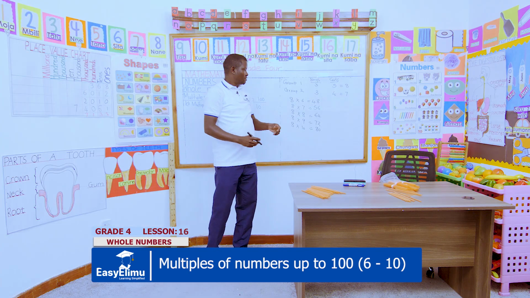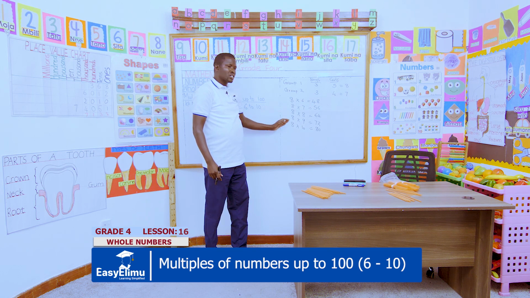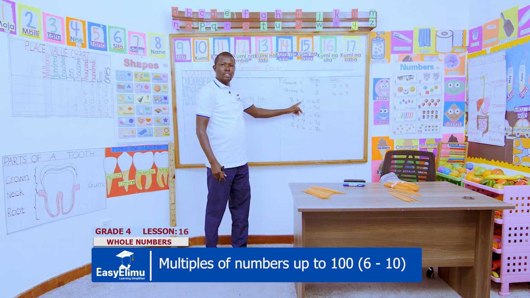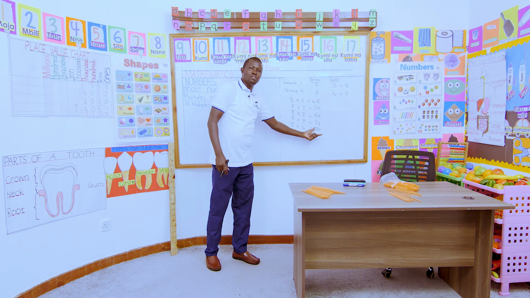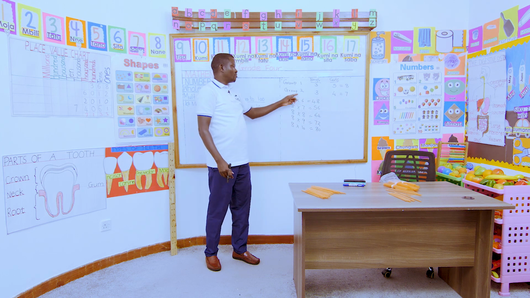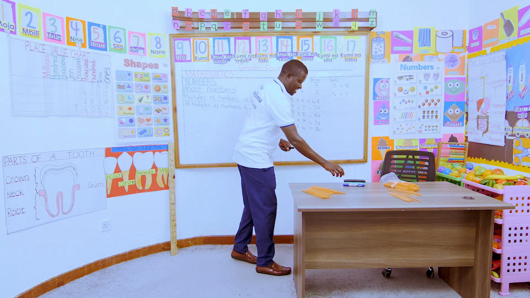Class, you will notice that in our groups of 8 learners each, we have multiplied it with 6, 7, 8, 9, and 10. And we've got different multiples. So these are multiples of 8 from 6 to 10. Now, I have a task for us to do.